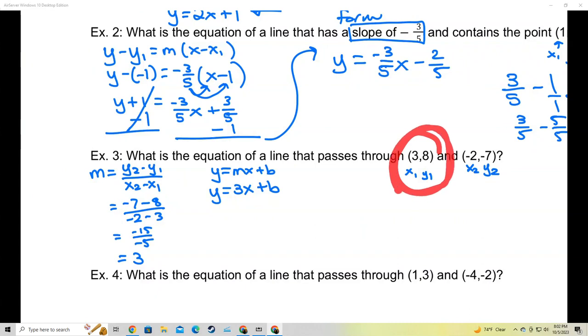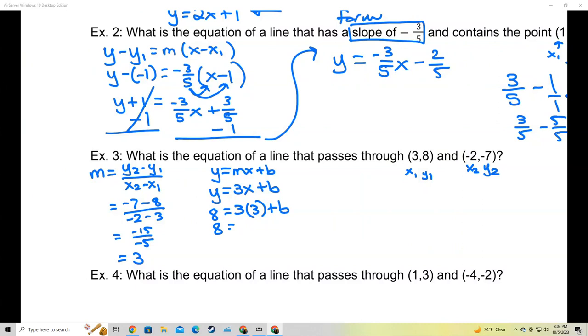I'm going to use this guy. You could use this one too. It's going to work, but I like dealing with positive numbers, so I'm going to use this one. This is my x. This is my y. So when I see y, I'm going to replace it with the number 8. This is going to say 8 equals 3 times, what's my x? My x is 3, plus b.